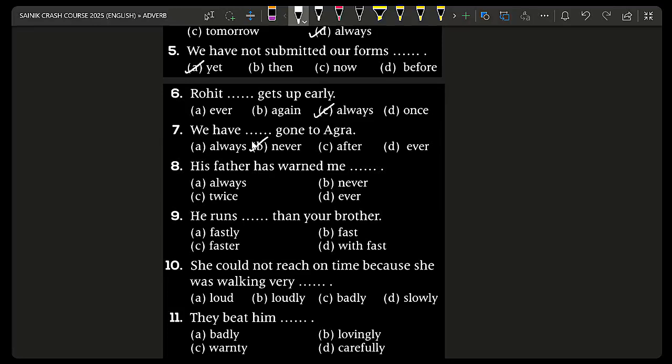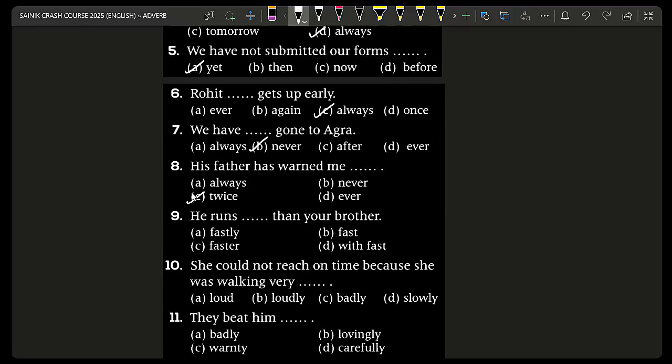So never. No, if you want to use never, it will come after has. Has never warned me. Adverb is placed at the end of the sentence. His father has warned me twice. Two times. Yes or no? Yes, Sanvi? Yes, sir. Means how many times? Two times.